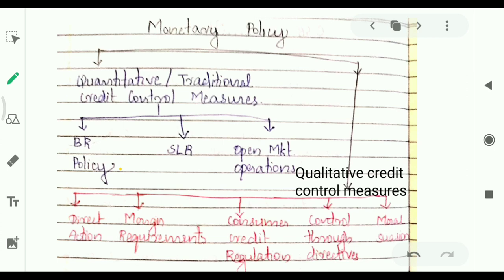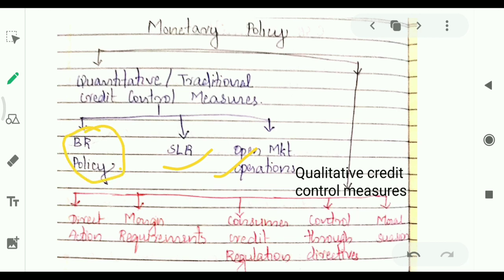Now, when talking about the quantitative measures, when a central bank chooses open market purchase of securities or to decrease the minimum legal reserve ratio, it is giving more power and money in the hands of commercial banks to expand their credit creation capacity. And the opposite happens when there is a sale of securities by the central bank or when there is an increase in the legal reserve ratio.